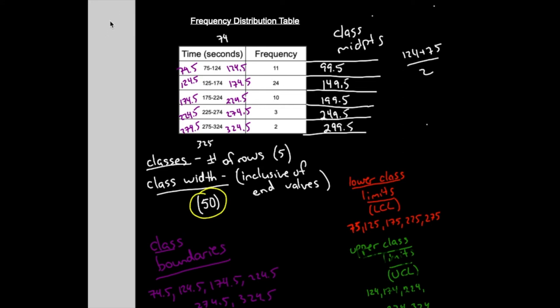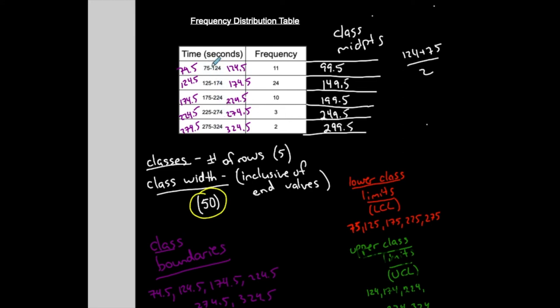So these are called the class boundaries. All right, so we have a lot of terminology from this. There's one more thing I need to talk about. So we got the lower class limits, which are the lower values on each of the classes, and the upper class limits, which are the values on the upper end of each class.